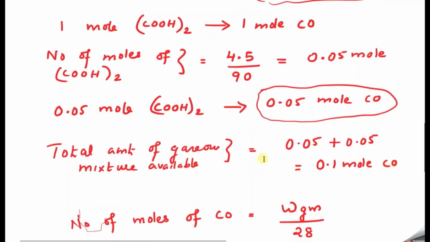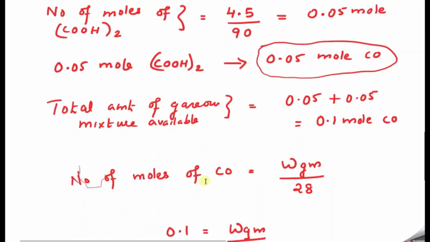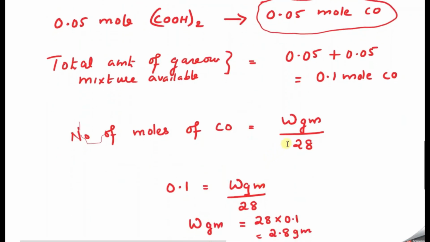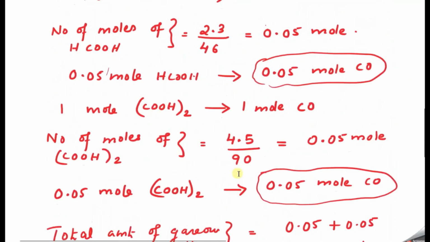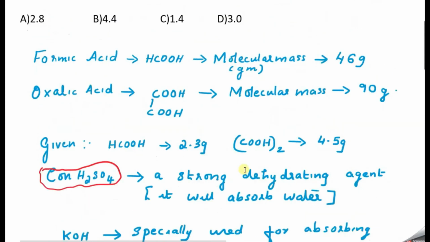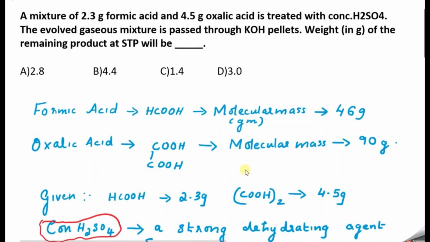But they have asked the answer in gram. So the number of moles, 0.1, equals weight in gram divided by molecular mass 28. So you will get 2.8 gram. Let's see whether that is present in the options. Yes, option A corresponds to that. So that is my answer.